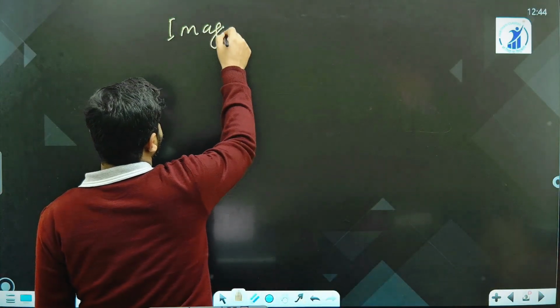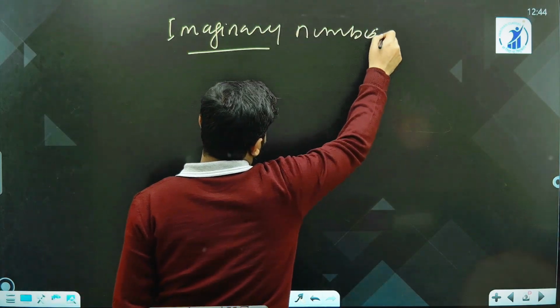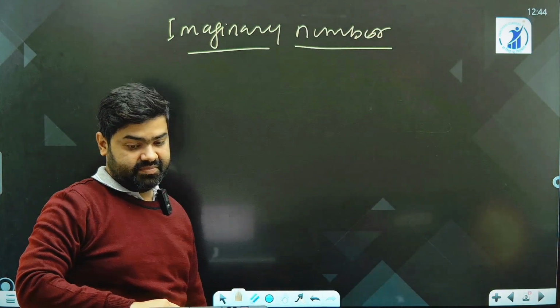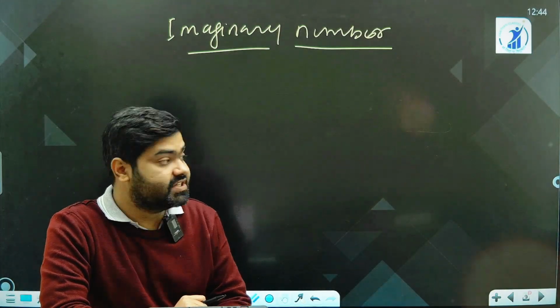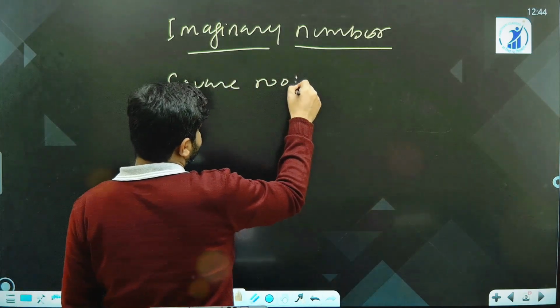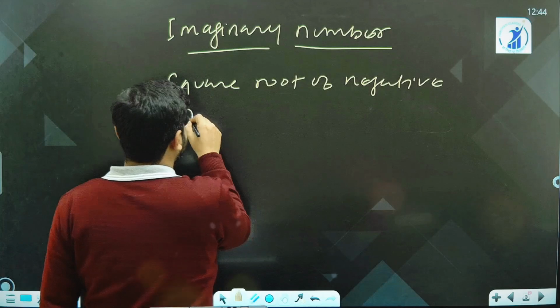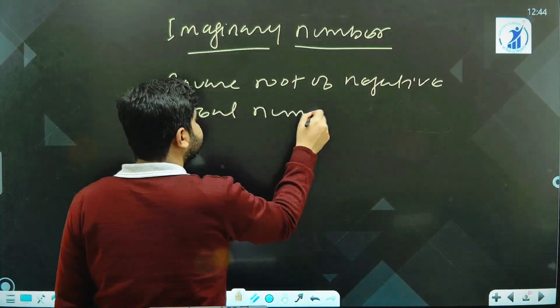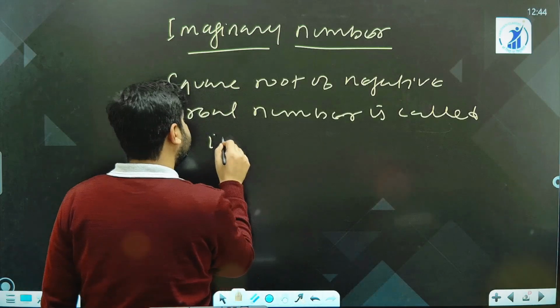Imaginary number. What is an imaginary number? A square root of a negative real number is called an imaginary number.